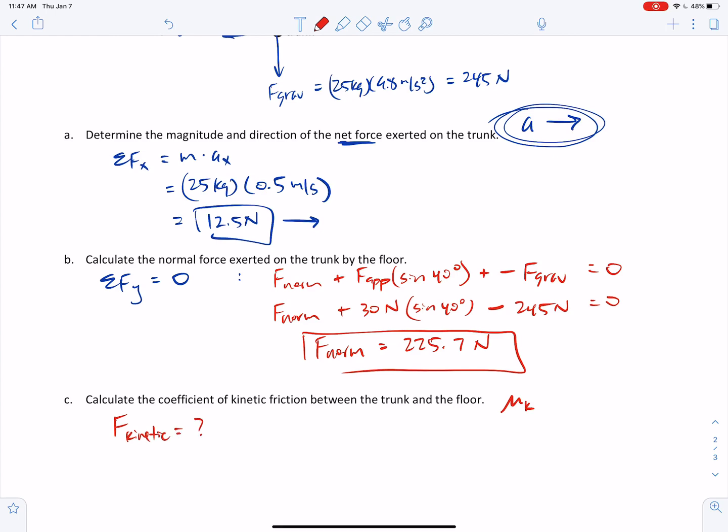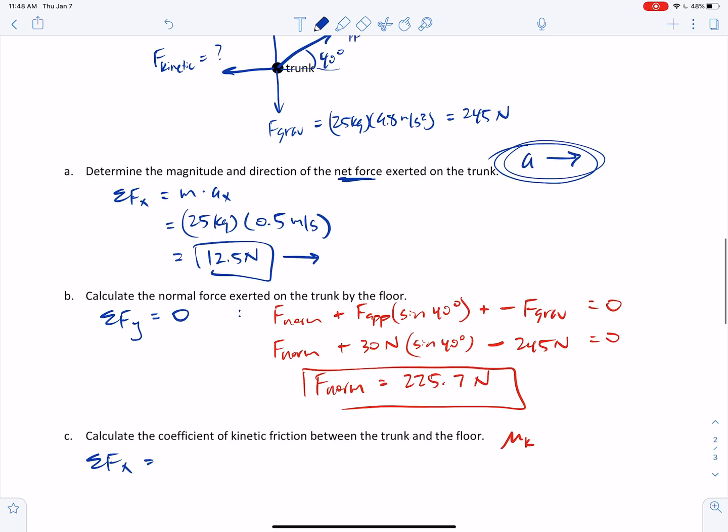So to get the force of kinetic friction, I'm going to now sum the forces in the x direction and set it equal to the net force. So here we go. If I sum the forces in the x direction, it will equal, well actually I have that, right? It's going to equal 12.5.